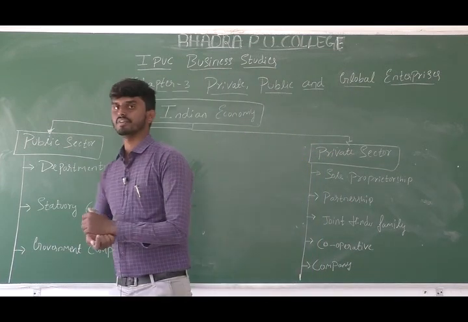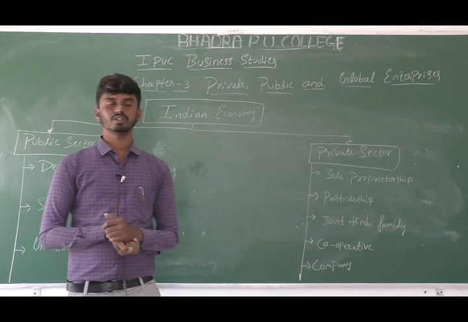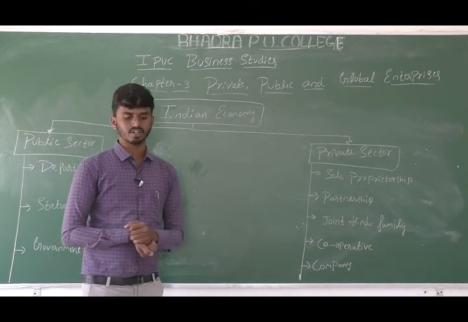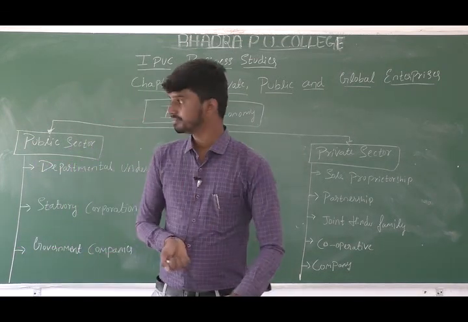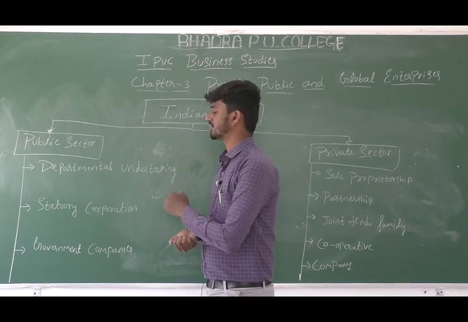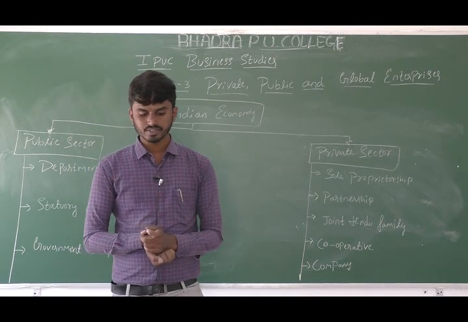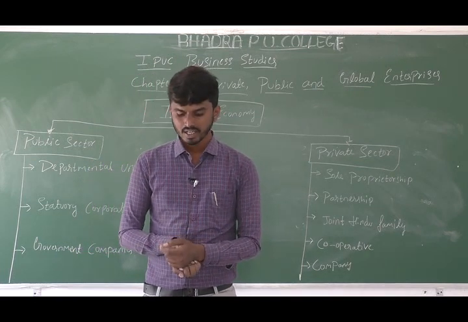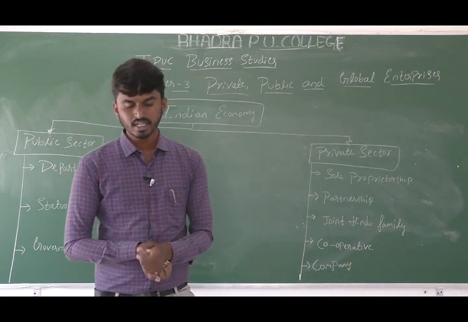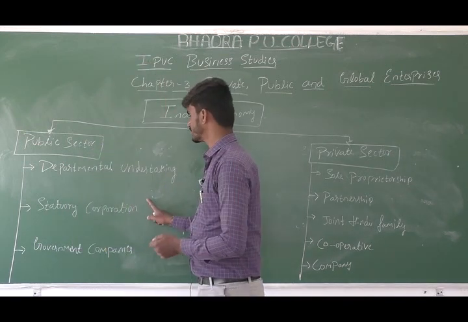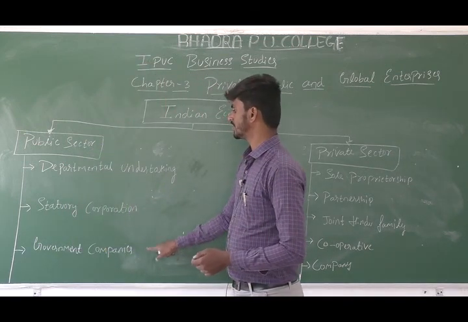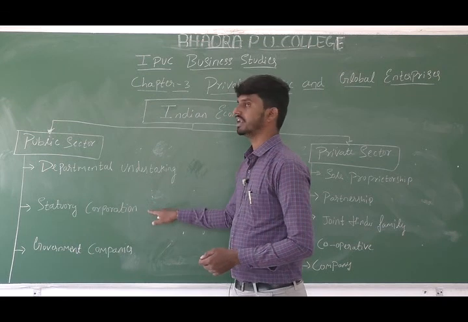All three have different freedoms and different rules and regulations, but these three are the major forms of the public sector. And also a public corporation is formed under a special act of the parliament, whereas a government company is formed under the Companies Act. So when we observe the statutory corporation, it is formed under the special act of parliament.